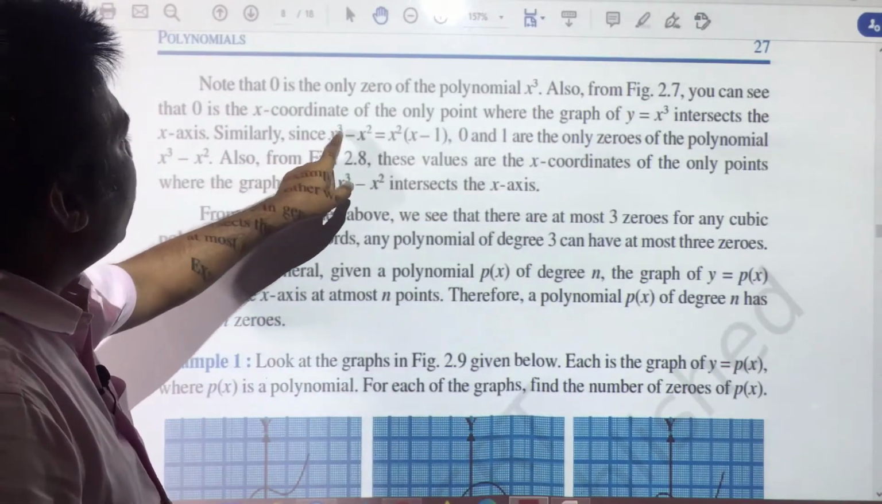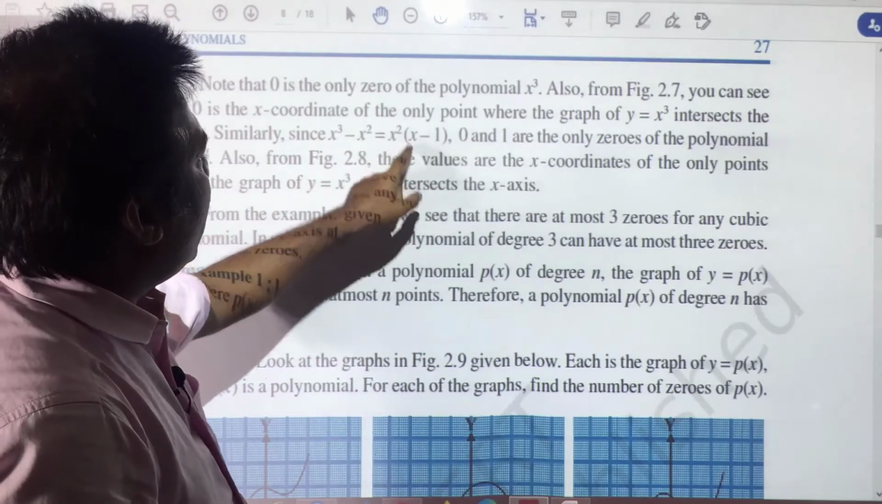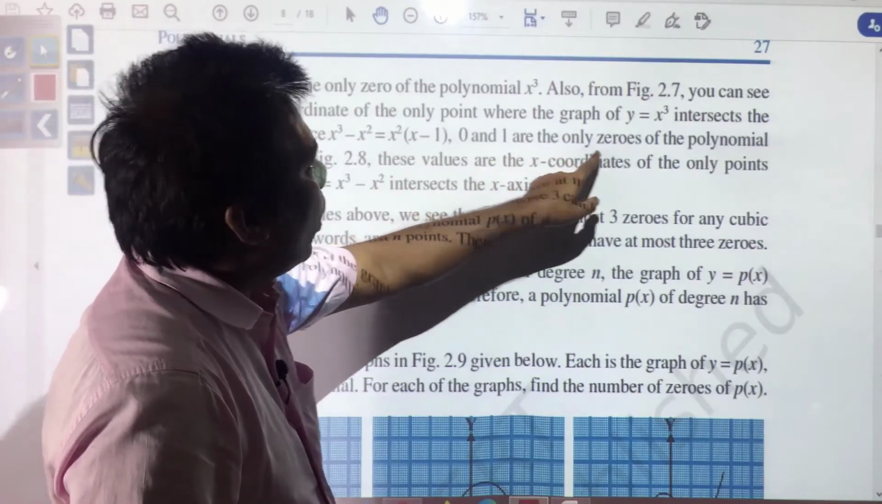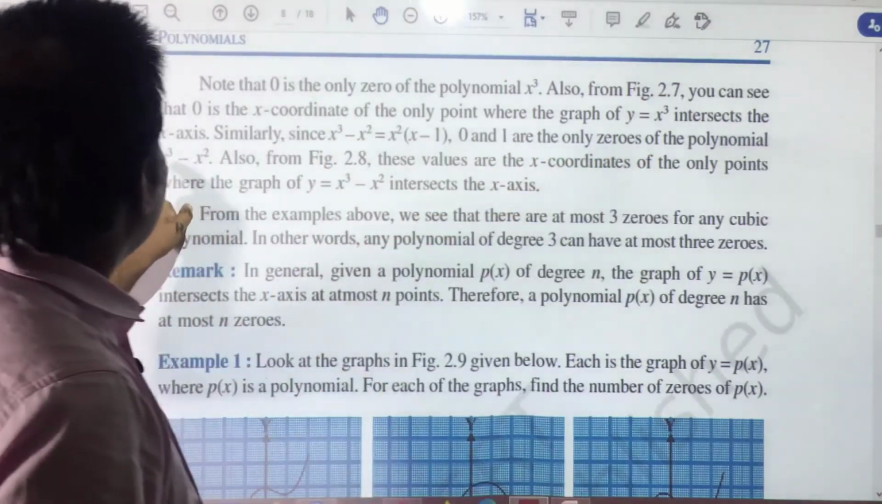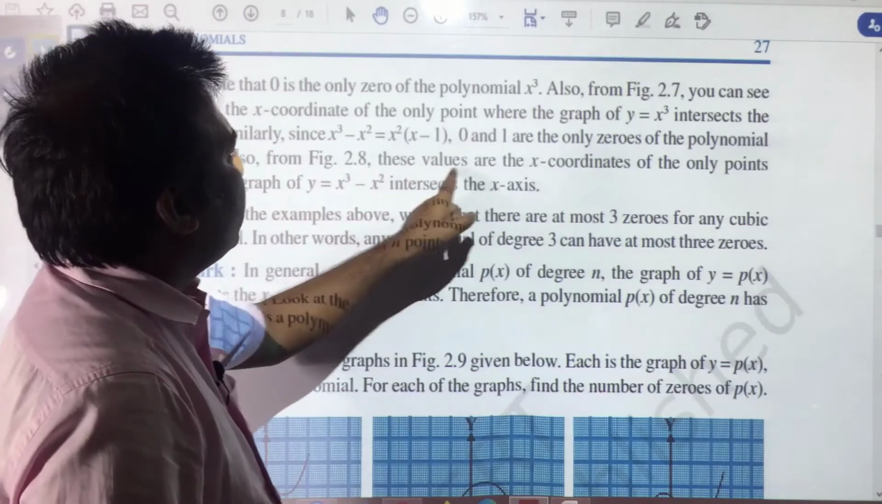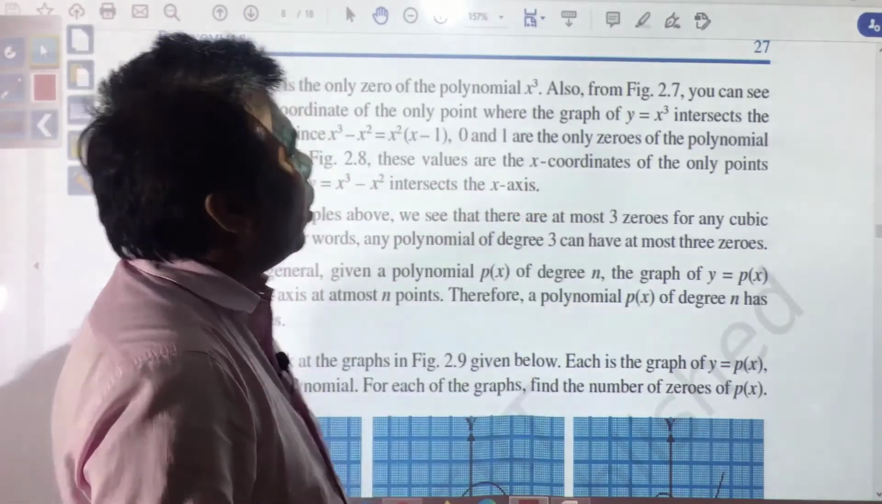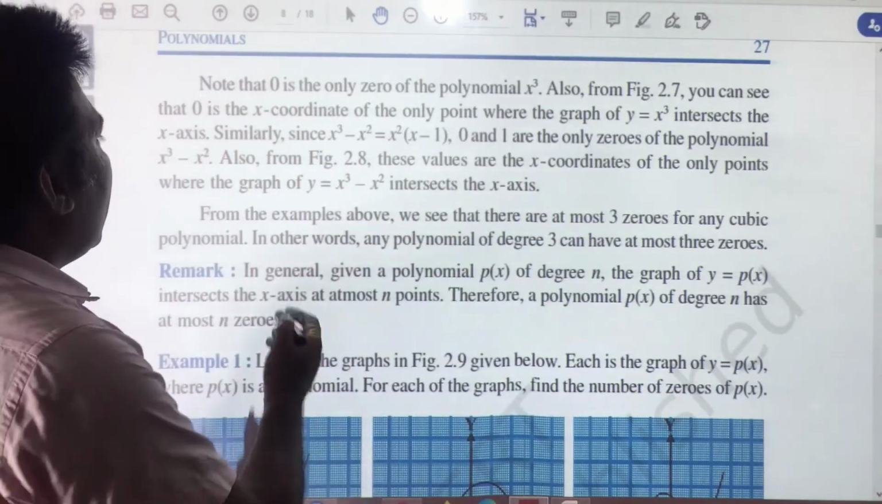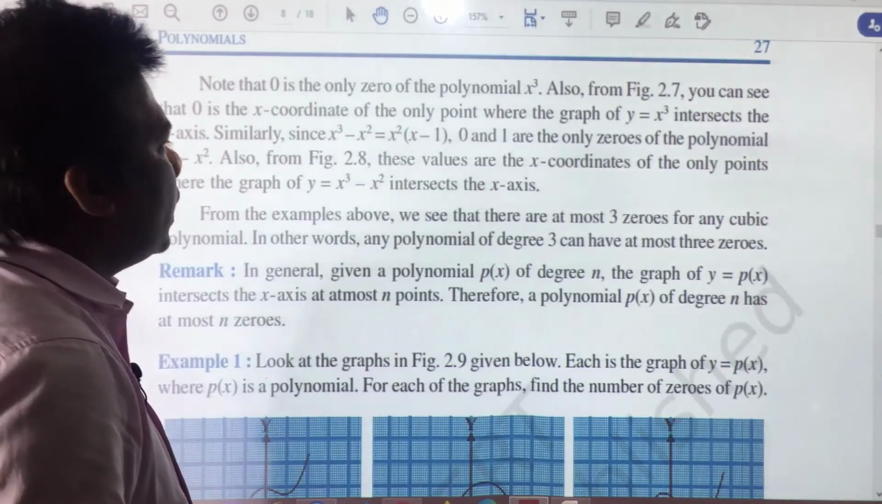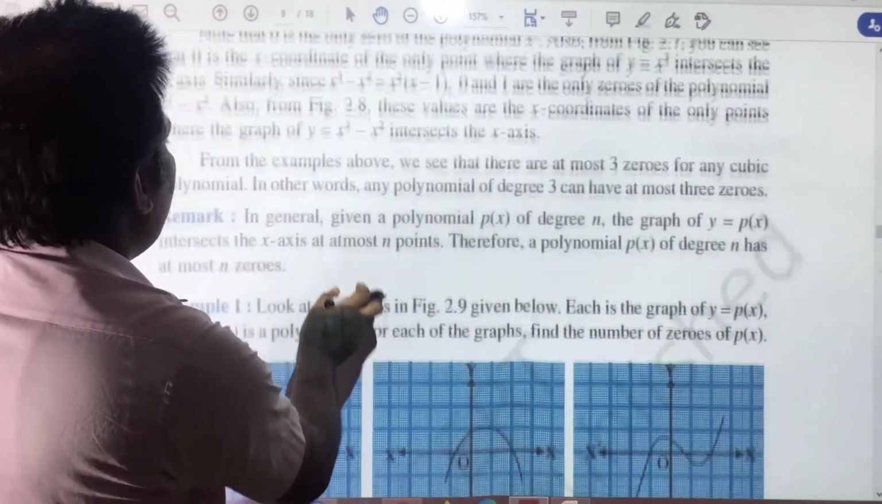Similarly, since x cube minus x square is equal to x square into x minus 1, 0 and 1 are the only zeros of the polynomial x cube minus x square. Also, from figure 2.8, these values are the x coordinates of the only points where the graph of y equals x cube minus x square intersects the x axis.